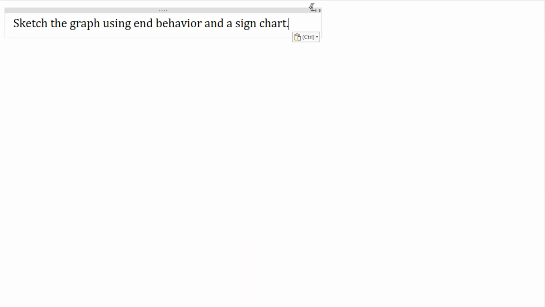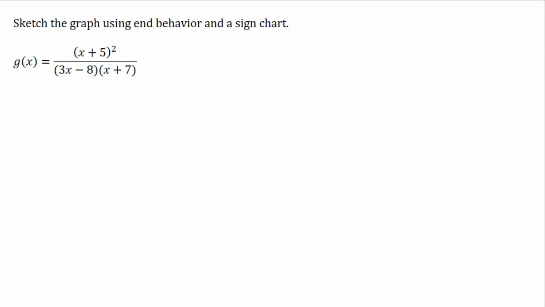All right, our final example. Sorry about all the examples, but there's so many different things that can happen with rational functions. Let's graph where the numerator is x plus 5 squared and the denominator is 3x minus 8 times x plus 7. No cancellation, so no holes this time. Let's draw our sign chart.